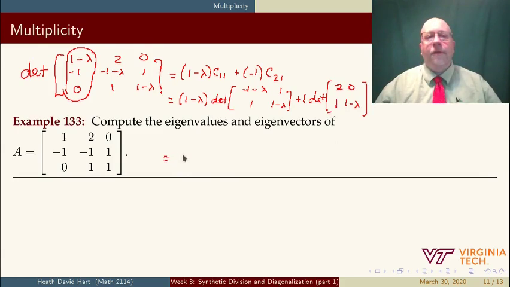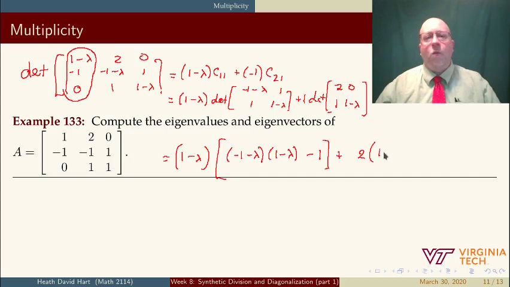And that's 1 minus lambda times -1 minus lambda, plus 1 minus lambda, -1, plus 2 times 1 minus lambda, -0. The other direction is -0.